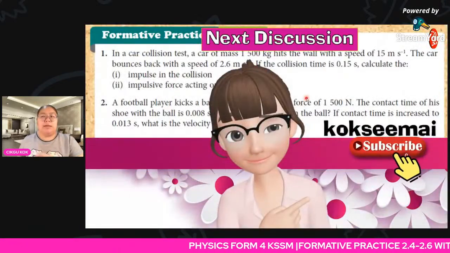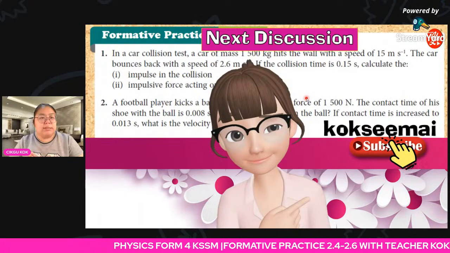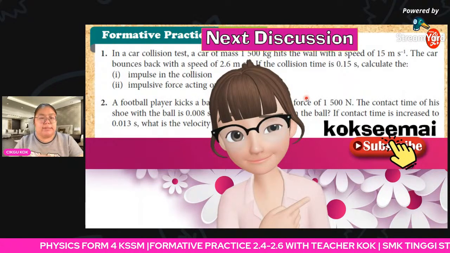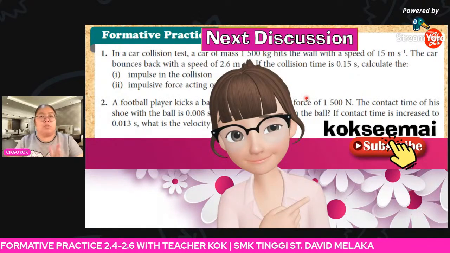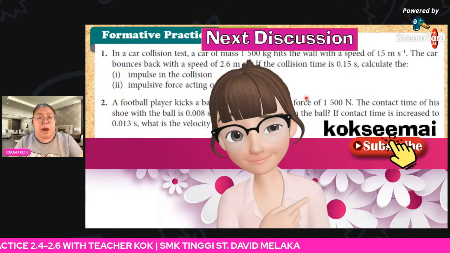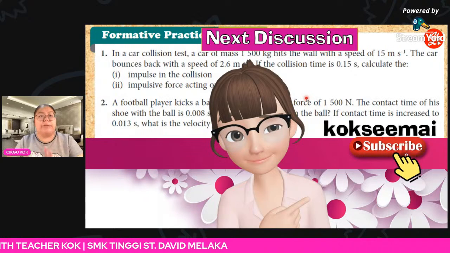So that means I think this one is 2.7, is it? For 2.7, I will continue to upload here the impulsive force formative practice answers.